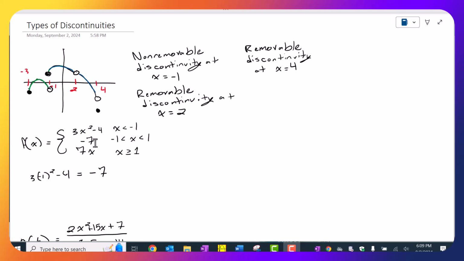So I have positive 3 minus 4 equals negative 7. 3 minus 4 is negative 1, equals negative 7. And well, these are not equal.